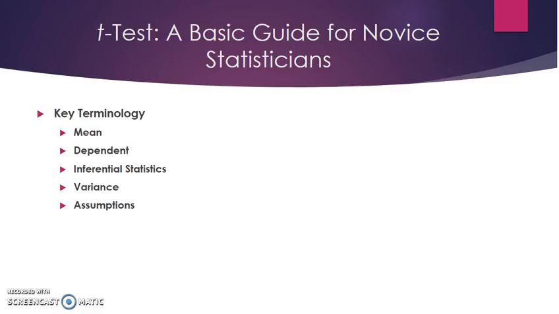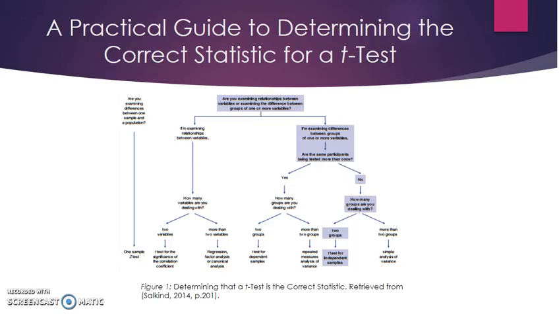Variance. You'll see the term variance, which measures how far each number in the set is from the mean. Assumptions. We want to take a look at the normality of the data to see if the data is normally distributed. Now, this guide was developed by Neil Salkin, and it provides a clear guide on how to determine the correct statistic for a t-test. So here are some factors to consider.